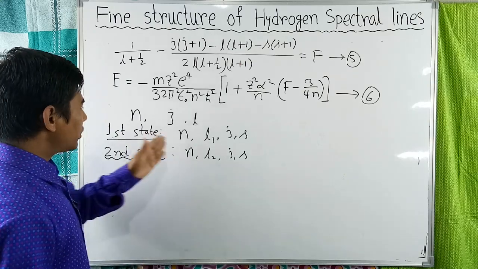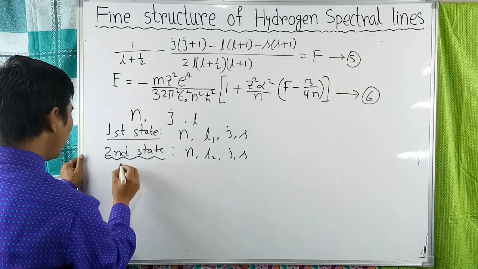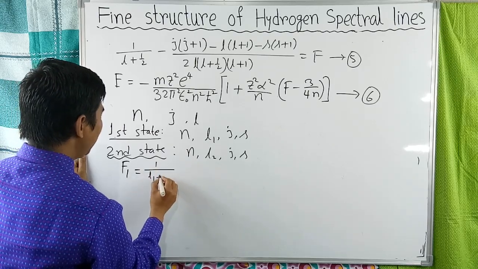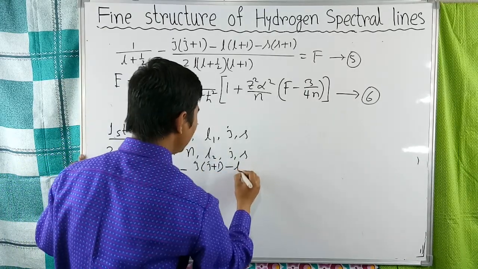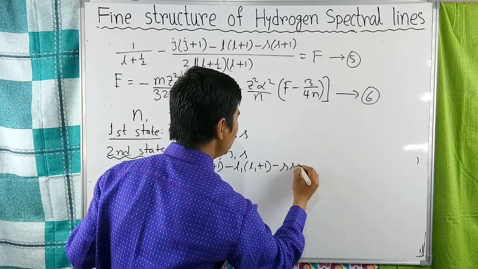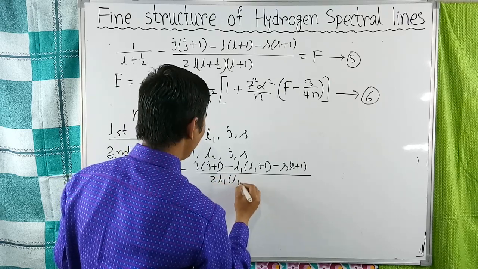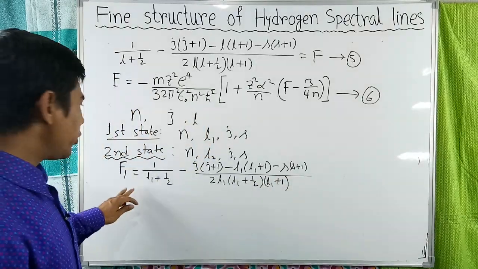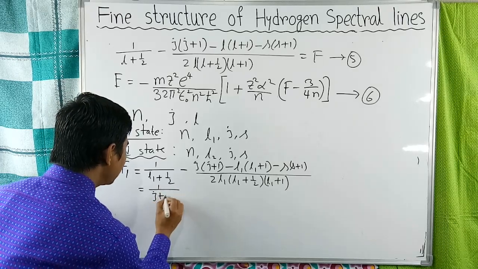Now for the first state, if we calculate the value of f, then we get f1 equals 1 by L1 plus half, minus j into j plus 1 minus L1 into L1 plus 1 minus s into s plus 1, by 2 L1 into L1 plus half into L1 plus 1. Now if we simplify this, then we will get this equals 1 by j plus half.